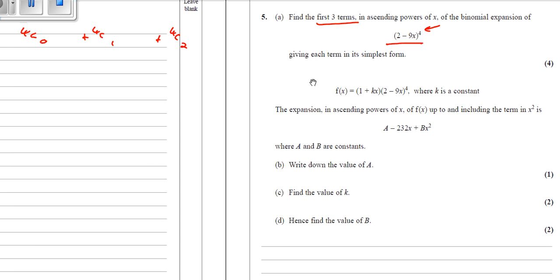The next thing we do is we have a look at the first thing in the brackets, which is 2, so we raise that to the power. So it's going to be times 2 to the power of 4, times 2 to the power of 3, times 2 to the power of 2. The next thing is we have a look at this thing here, including the sign.